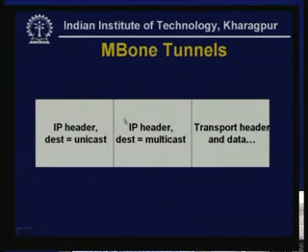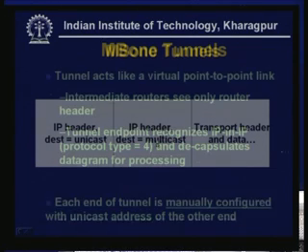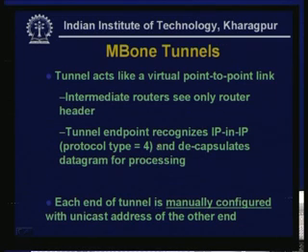So, the network nodes would not look into this. When it reaches the next multicast supporting router, it will of course get this, discard this, and then look at the multicasting header. So, this is the IP in IP encapsulation and tunneling. Tunnels act like a virtual point to point link. Intermediate routers see only the router header, that means the unicast routing header. Tunnel endpoints recognize IP in IP, protocol type equal to 4, and decapsulate the datagram for processing. Each end of the tunnel is manually configured with the unicast address of the other end. So, this is what you have to do.